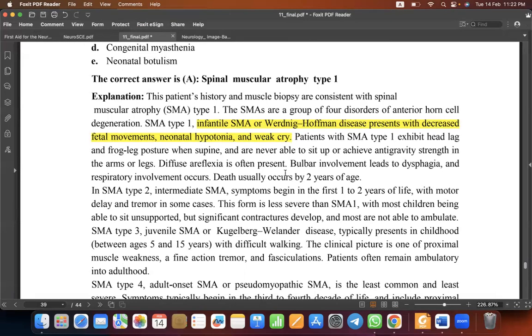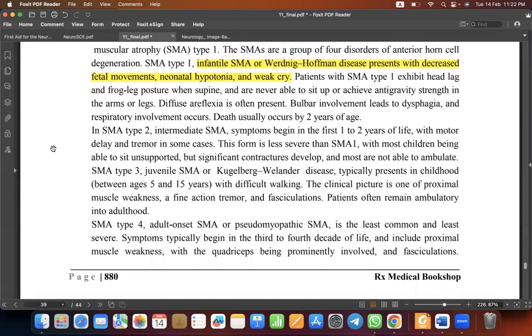The third important thing is juvenile SMA, or SMA type 3, Kugelberg-Welander disease, which particularly involves the juvenile period. So there will be weakness, hypotonia, contracture, tremor, and fasciculation in the juvenile period. The most important thing that is particularly important is the adult onset. In this case, symptoms typically begin in the 3rd to 4th decade. There will be proximal muscle weakness, and particularly we should remember the quadriceps. Never forget about the quadriceps.